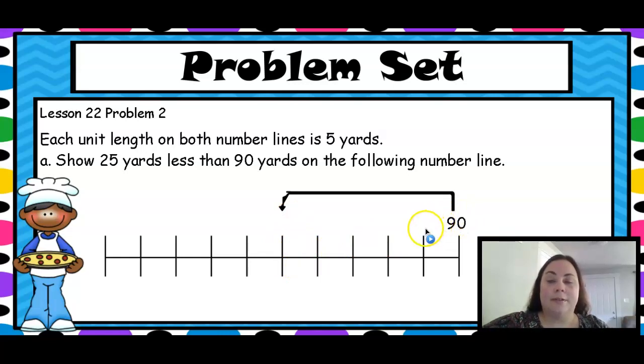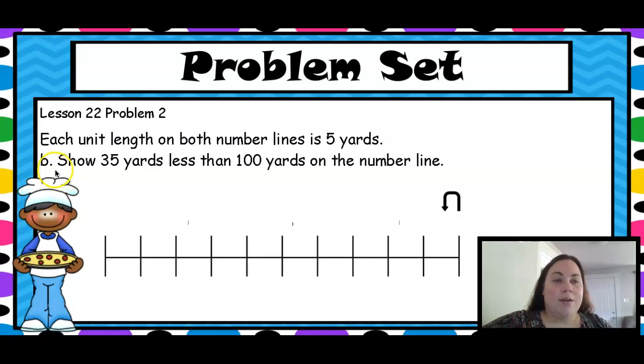90, 85, 80, 75, 70, 65. So 65 is 25 yards less than 90. Let's try another one.